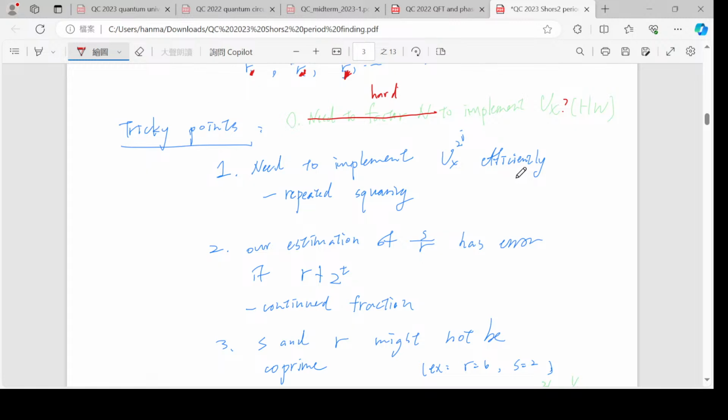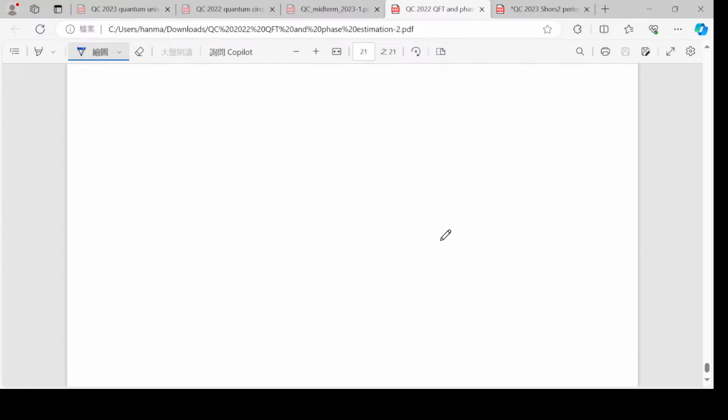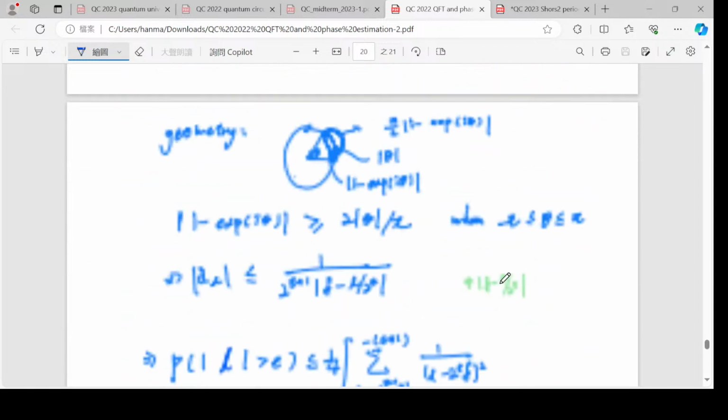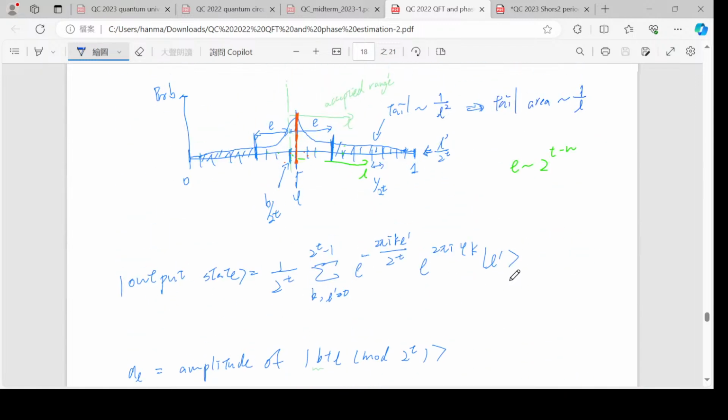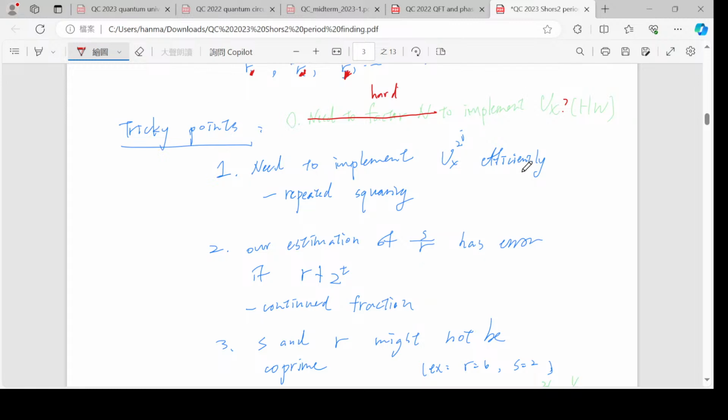And then the second one is that we have error in our phase estimation. So we are not going to get this S over R exactly. What we're actually going to get is this bit string, so we are going to get some binary fractions to some precision. And that will not be, say, something like 1 over 3.